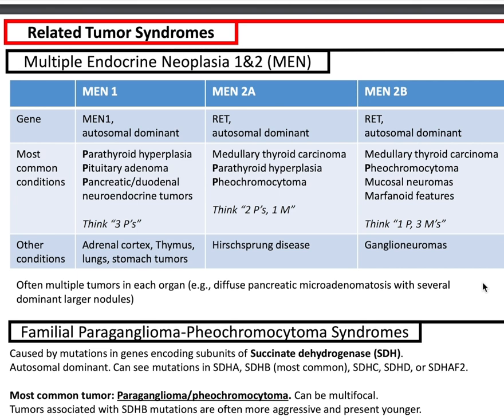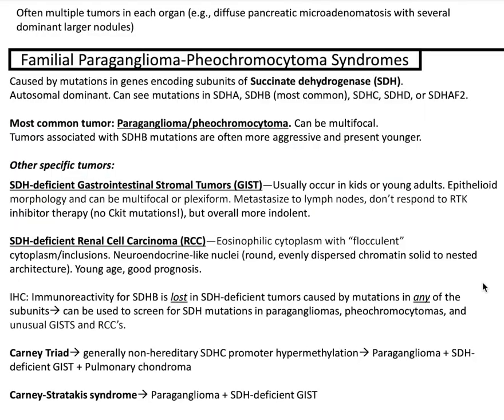And the most common conditions are medullary thyroid carcinoma, parathyroid hyperplasia, pheochromocytoma. Think 2 Ps and 1 M. MEN2B is due to the RET gene, it's autosomal dominant. Most common conditions are medullary thyroid carcinoma, mucosal neuromas, marfanoid features, and pheochromocytomas. Think 1 P, 3 M's.